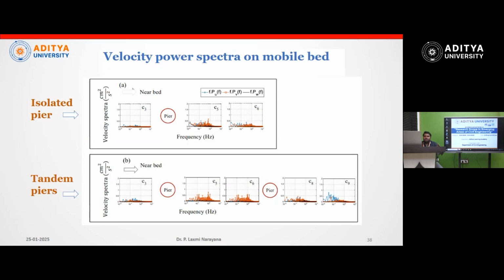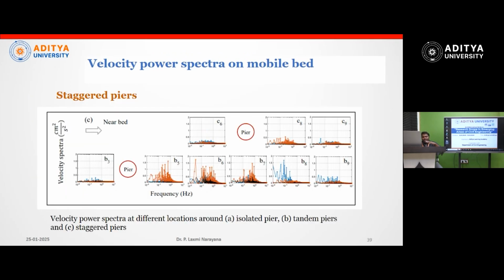The same thing I computed for the mobile bed case. Of course, because of the sediment particles, the flow has been reduced and the velocity also reduced. Because of that velocity reduction, the spikes are not very intense compared to a rigid bed. In the mobile bed, we are getting fewer spikes.